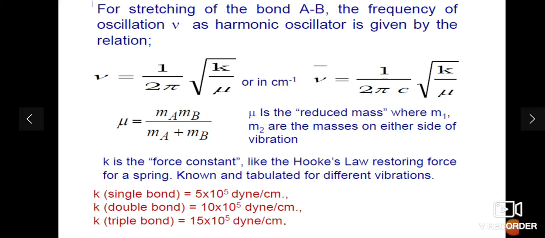So for stretching of the bond in the HCl molecule, the frequency of oscillation as a harmonic oscillator is given by the relation nu equals 1 by 2 pi root of k by mu. We are interested in interpreting the IR spectrum in terms of wave number, so we have to convert the frequency into wave number, that is equal to 1 by 2 pi c root of k by mu, where mu is the reduced mass, m1 and m2 are the masses of the two atoms on either side of the vibration, and k is the force constant.